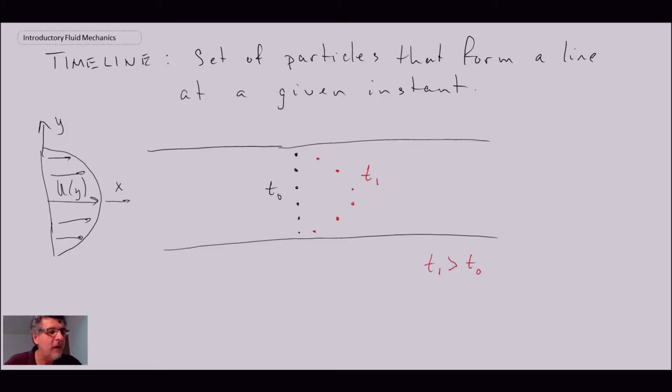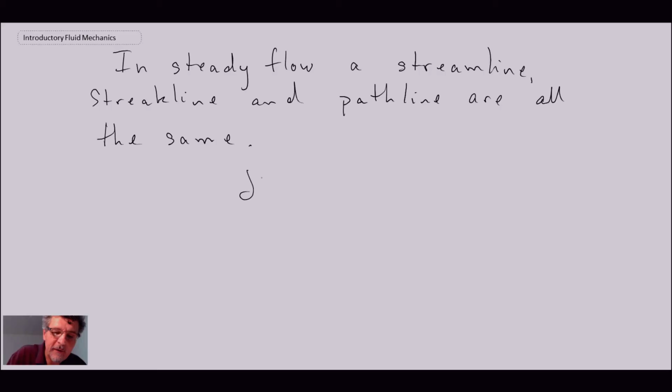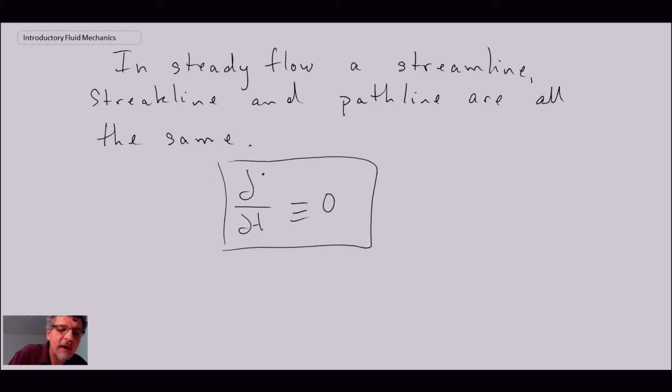So those are different methods by which we can visualize fluid flows, and it turns out that in steady flow, so if it is not changing with respect to time, that would be a flow where d by dt of any term is equal to 0. If you have steady flow, streamline, streakline, and pathline are all the same.